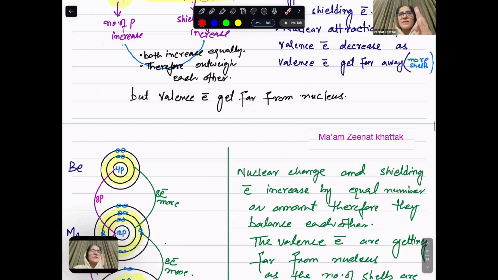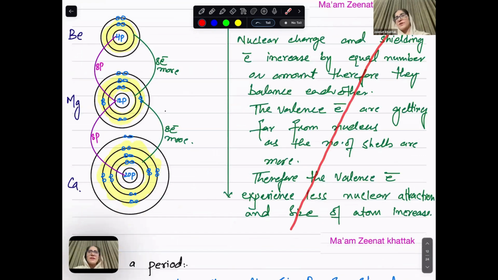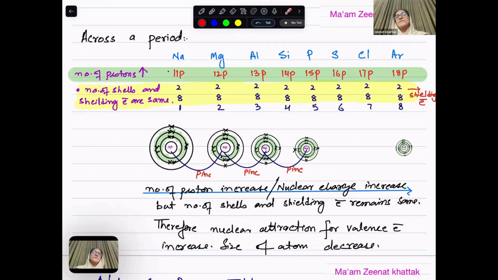Now across a period, what you can see. Sodium, magnesium, aluminium, silicon. This is across a period. 11 proton, 12 proton, 13, 14. Are the protons increasing? Yes. 11 proton, 2, 8, 1; 2, 8, 2; 2, 8, 3; 2, 8, 4. Are the protons increasing across a period? Yes.